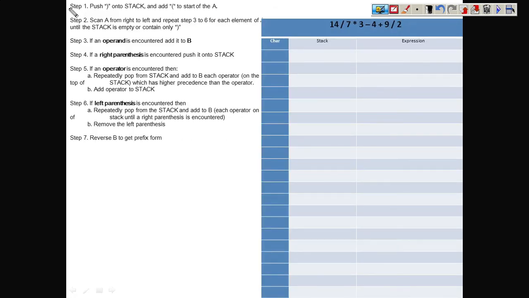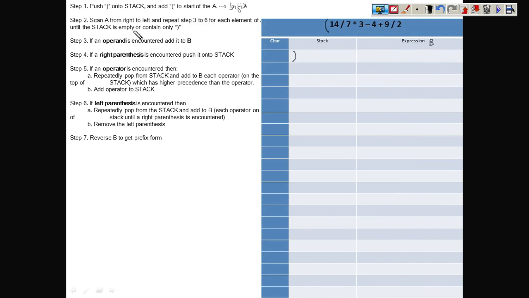So let's apply our algorithm of converting from infix to prefix to this expression. We want to get our expression as a prefix, which we are calling B. So the first step says push the right parenthesis into the stack, and add the left parenthesis at the start of the expression A. Now A is our infix expression which is given to us, and we want to get the expression B which is prefix. So we have to put the left parenthesis at the start of this.